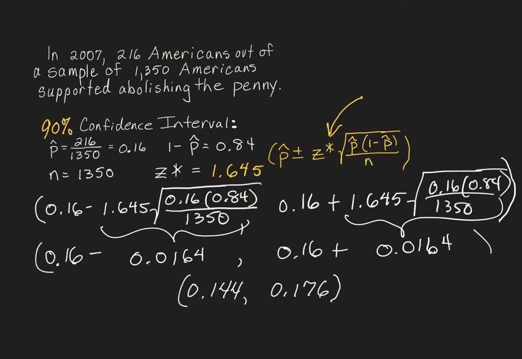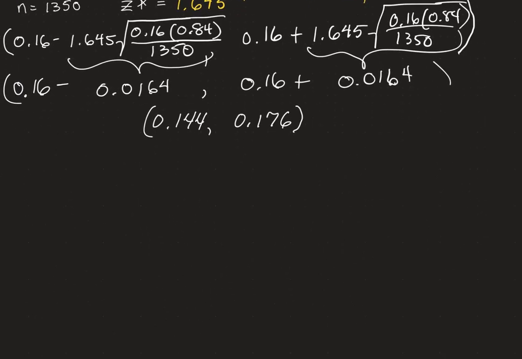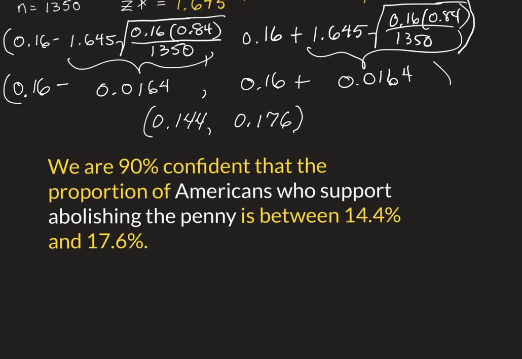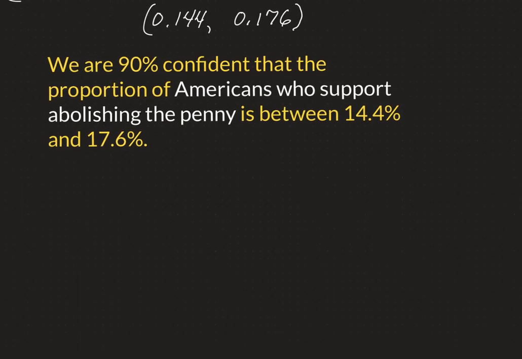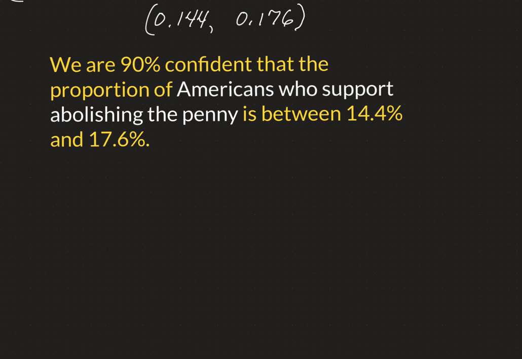adding it. We can now say, based upon the interval we just calculated, we are 90% confident that the proportion of Americans who support abolishing the penny is between 14.4% and 17.6%. We could also express the bounds as 0.144 and 0.176, or we can use the phrase is 0.16 plus or minus 0.016. You may express your proportion and your margin of error in decimal form or in percentage form as long as you are consistent.